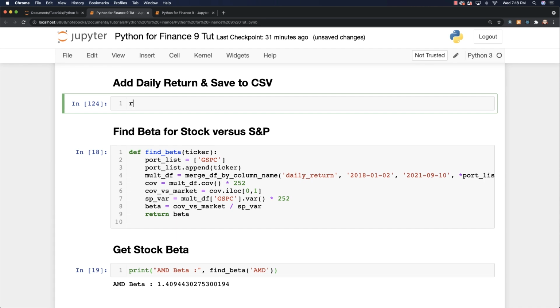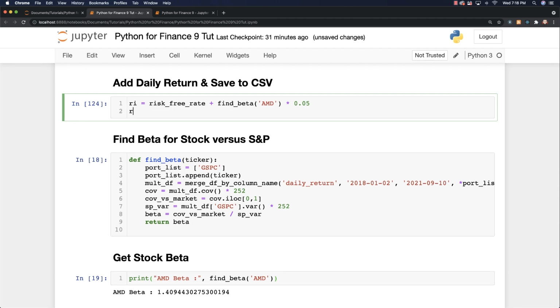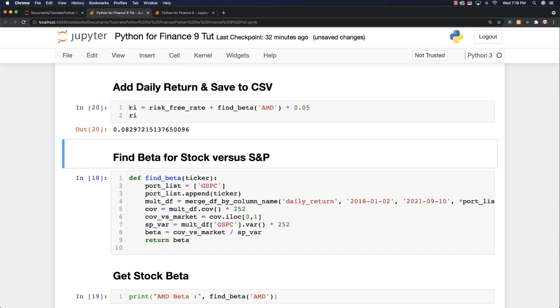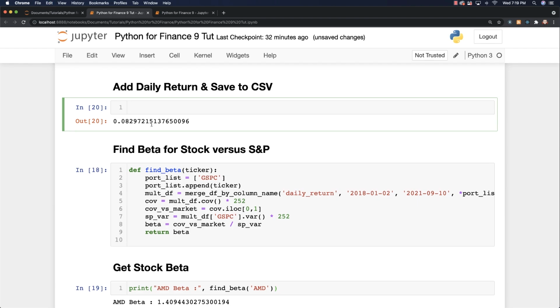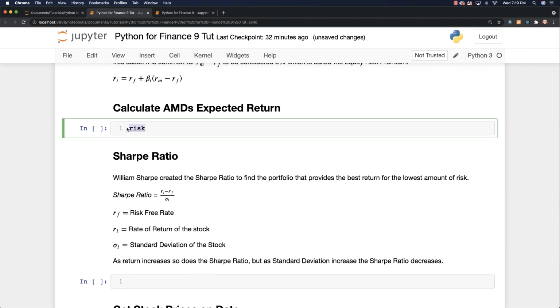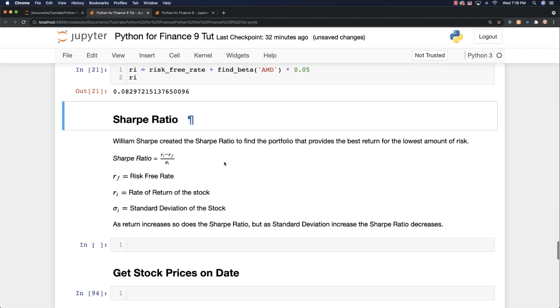So here we are. So if I want to get our return on investment or expected return, I just can go and get my risk-free rate plus, and then call find beta and pass in AMD like that times 0.05 like that and RI like that. And you can see that it comes back to 8% or 8.29%. Actually, I should get this data right here and rip it out of there and put it back where it went. I accidentally put it in the wrong place. All right, so throw it down here instead, and there you can see you got the same thing.